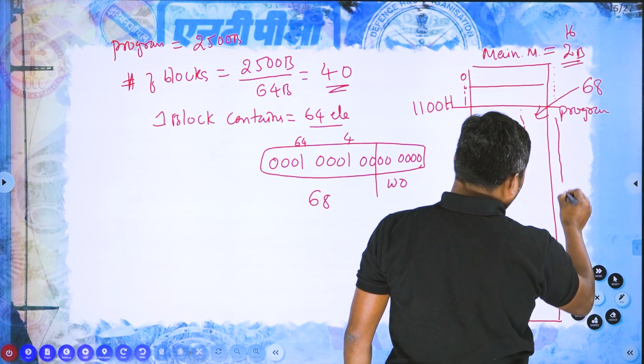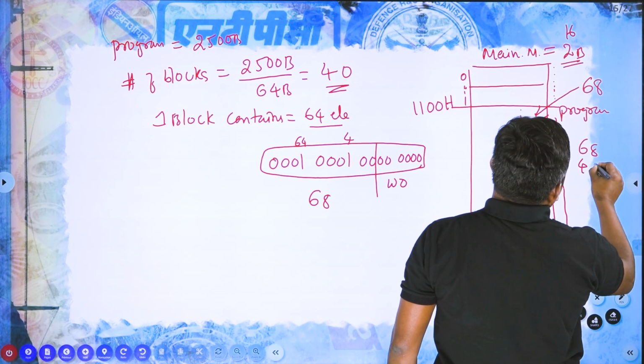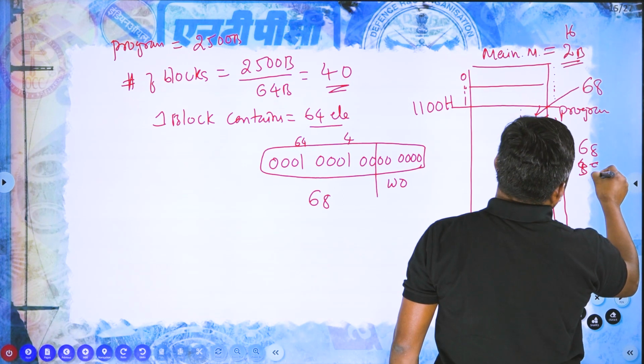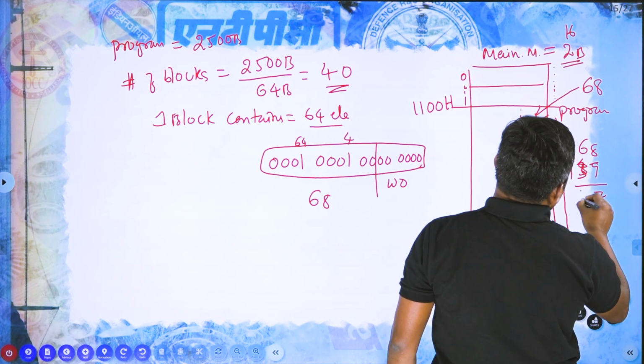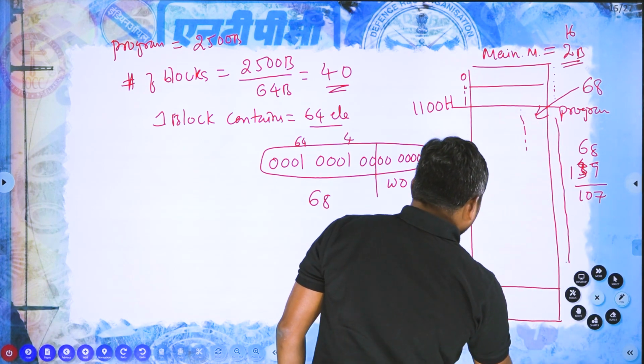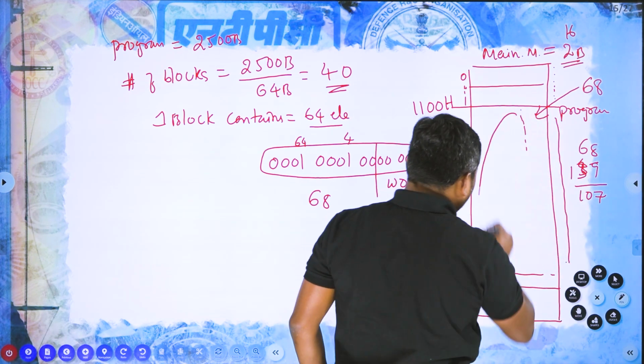And it is going to be occupied 40. So now 68 plus 40 means 39. If I add, how much will be there? This is 7, this is 107. So somewhere like 107, that will be my program, this entire program content.